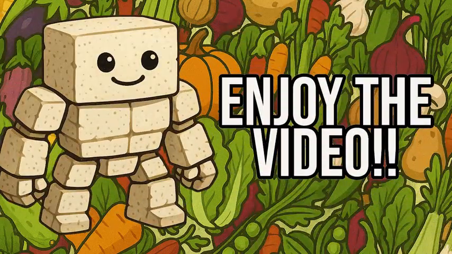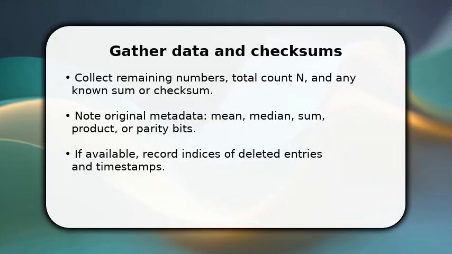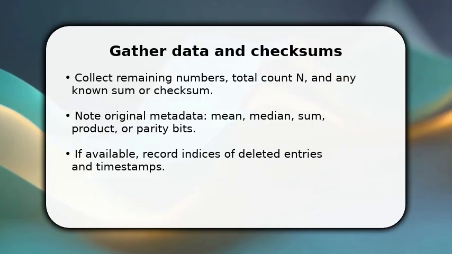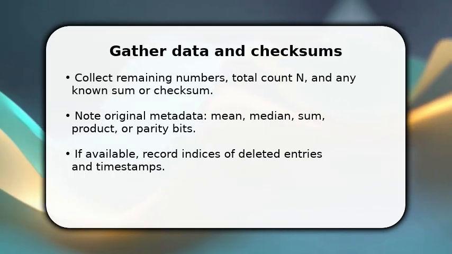You start by assembling what you still have: the remaining sequence, the original count n, and any provided sum or checksum. Once done, compute the current sum, count, and simple statistics like mean and parity. These give immediate constraints. Make sure to log positions that were removed.